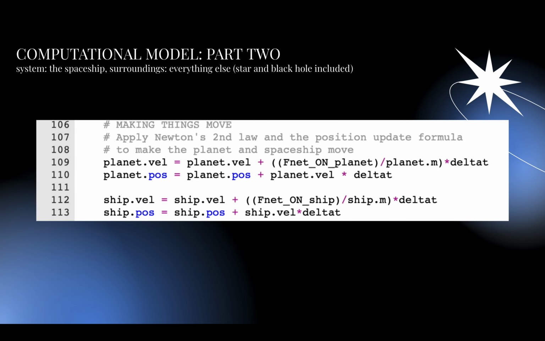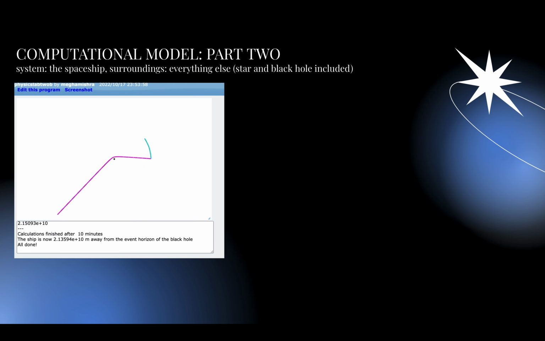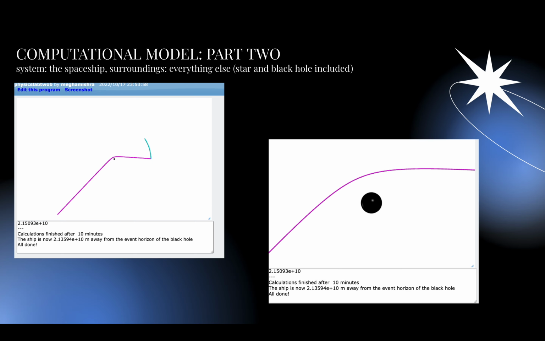We also need to make sure to apply the velocity and position update formulas in order for things to move as seen here. As you can see by observing the trajectory of the ship, which is represented in magenta, using these values the ship is able to successfully avoid colliding with the planet, whose orbit is in cyan, and the black hole. We can see this closer up here.